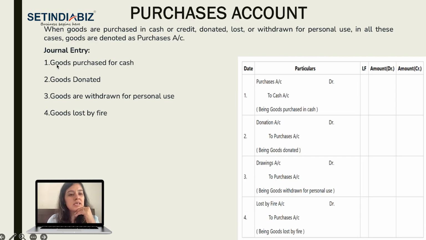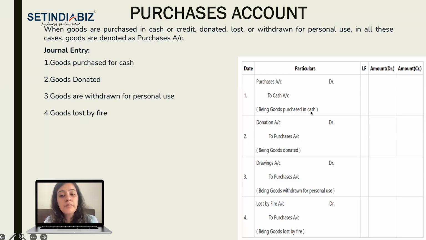First journal entry says goods purchased for cash. Now whenever I'm purchasing goods for cash, cash is being reduced, so it will be credited. Asset being reduced is credited. And I am having purchases, my expenses are increasing. Purchases are my direct expenses of the company, so they are increasing, so I will debit it. Purchases account debited to cash account with a brief being goods purchased in cash.